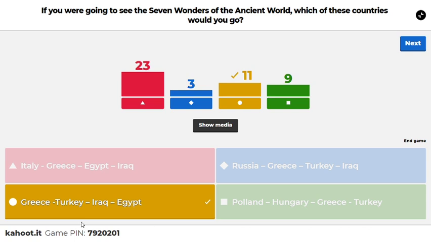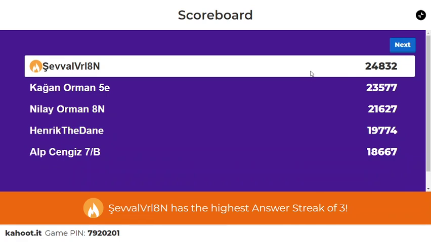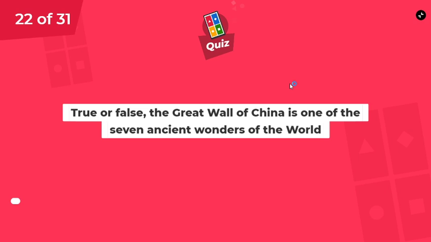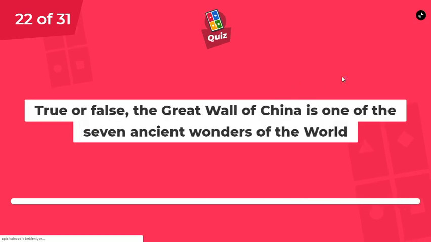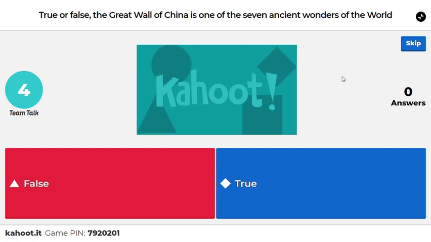Okay, Greece, Turkey, Iraq and Egypt is the correct answer with the route if you wanna go and see the seven wonders of the ancient world. Number 1 is Şevval, number 2 is Kaan, number 3 is Nilay, number 4 is Henrik, number 5 is Alp. By the way, Şevval has the highest answer track of 3. Congratulations, Şevval. True or false? The Great Wall of China is one of the seven ancient wonders of the world. True or false?